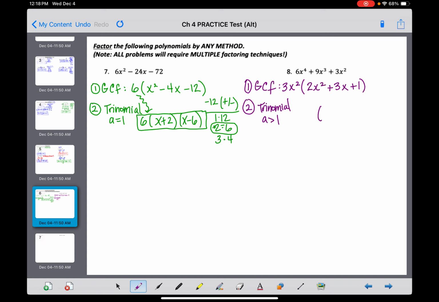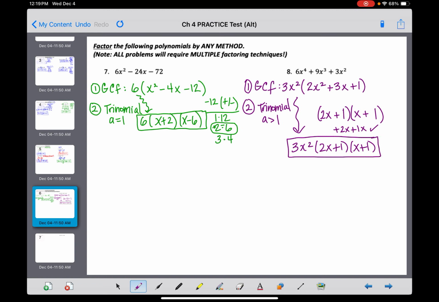So for this one, I am going to guess and check, okay? 2x squared is going to be 2x and x. And to make a positive 1, it's got to be either negative 1 times negative 1 or positive 1 times positive 1. And if the positive 3 is in the middle, then I know it has to be a positive and a positive. And I can do a quick check of my inners and my outers. I have a positive 2x and a positive 1x, which adds to make that positive 3x, so I know that's correct. So writing my final answer here, I'm going to have a 3x squared, a 2x plus 1, and an x plus 1. And that one is done.